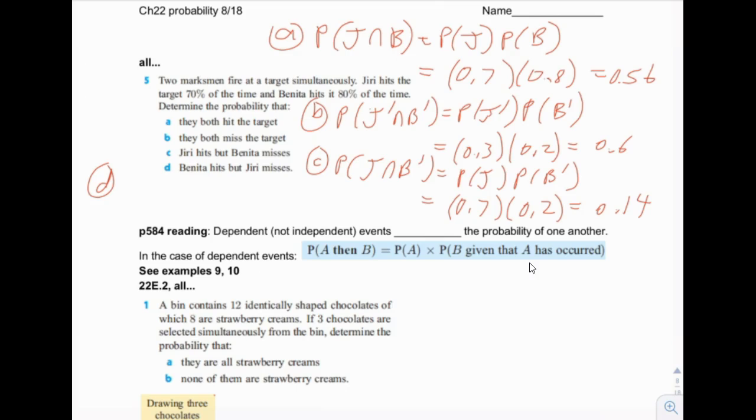Benita hits, but GD misses. So probability of Benita hits, but GD misses is going to be equal to the probability of Benita times the probability of, I forget what we call that, J dashed. So that would be probability of B is 0.8. The probability of GD misses is 0.3. So that would be 0.24. Okay.